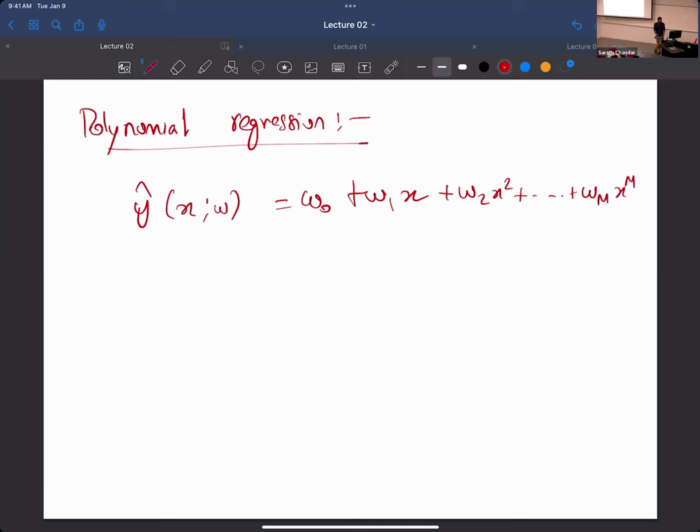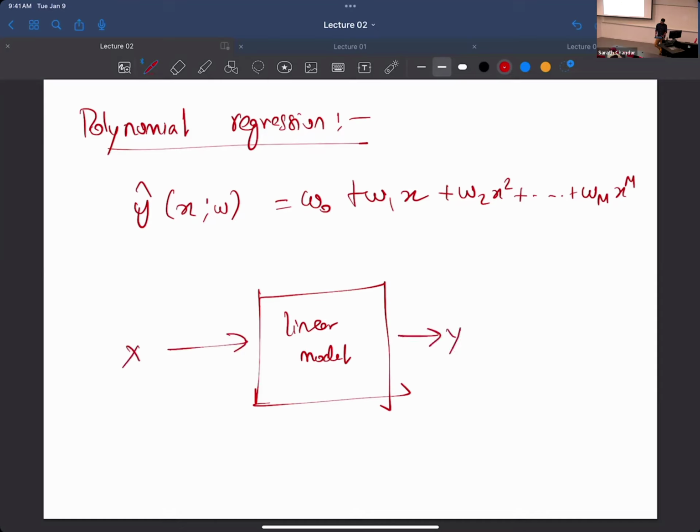So I told you that this is still a linear model, right? So typically, when you have a linear model, you give some x and you get some y. This model is always going to give you some linear function, right? However, with polynomial regression, I was able to get nonlinear functions because with different degrees, you can get more complex functions, right?